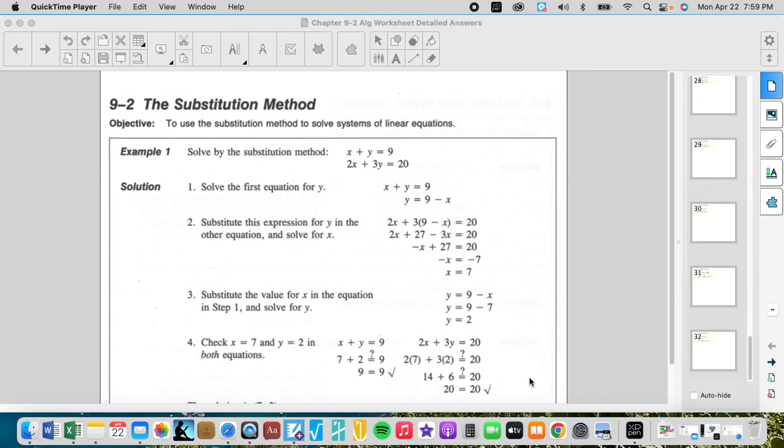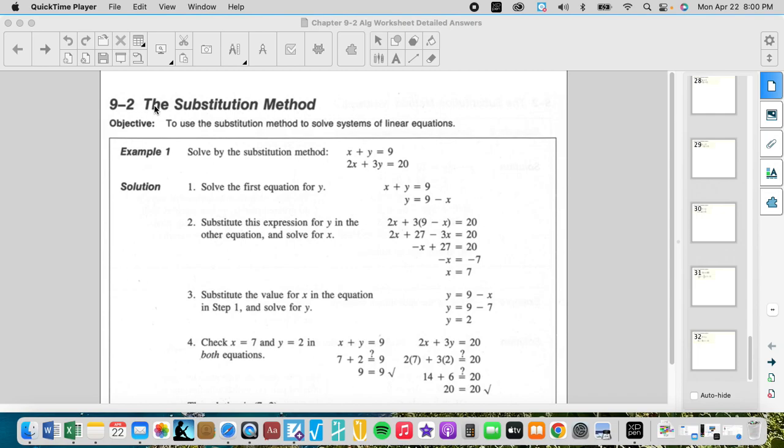For 9.2, the substitution method. So we're doing systems of equations. Systems of equations are when you have two variables and you have two equations representing those variables in different situations, or different relations. So when you have it, we just finished 9.1.